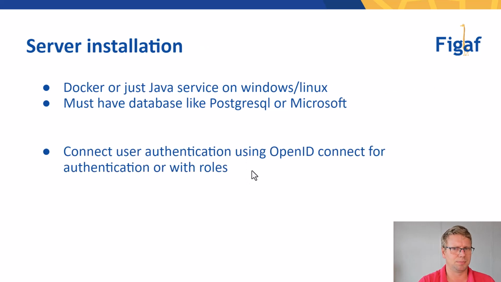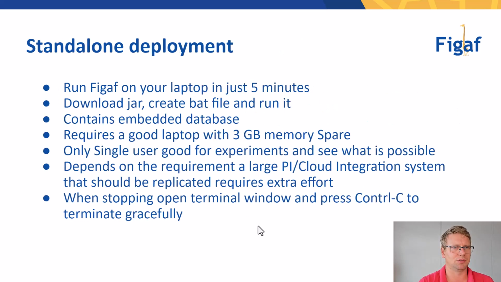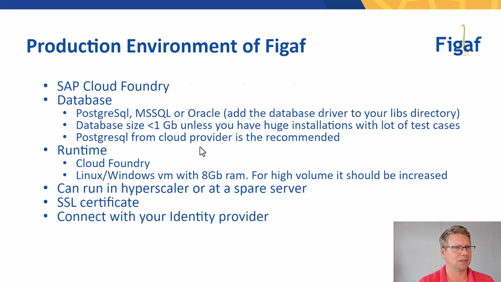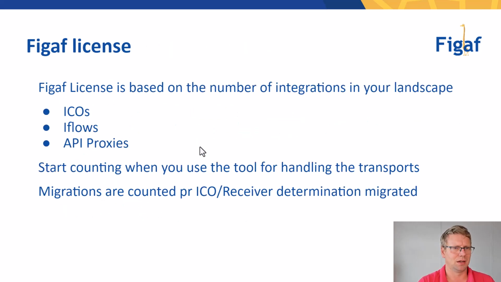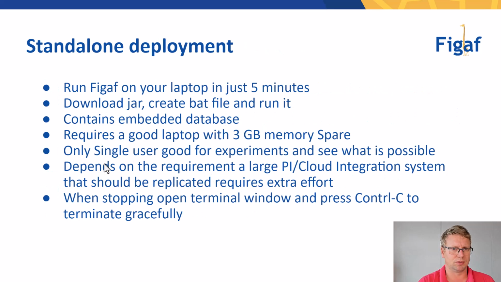BTP is, I think, the best for most organizations. You have cloud credits, but I would love to show you the demo here, but it just takes a little longer to deploy these things, and there's a really good guide for that that we'll also go into. Standalone deployment, but actually let's just get started. License-wise, we are using the number of ICOs, proxies, or iFlows, and it only counts when you start using these things. Some recommendation for standalone deployment.